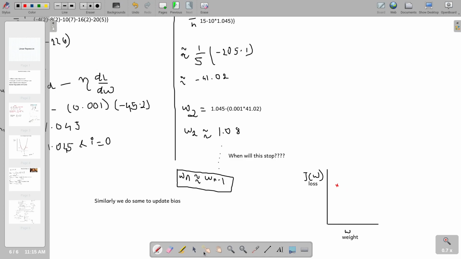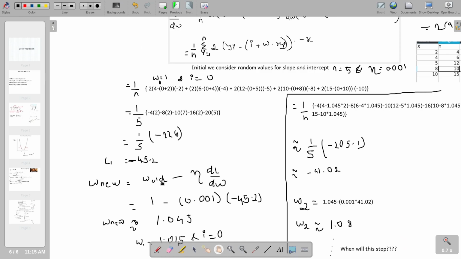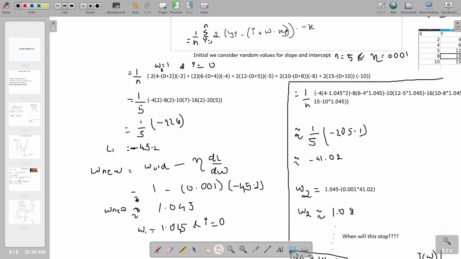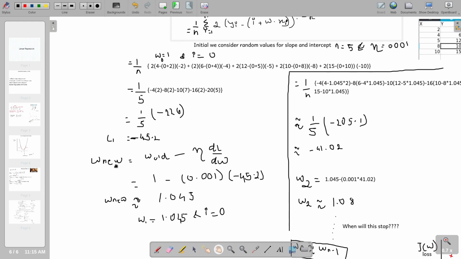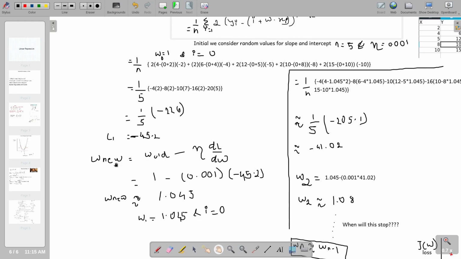Okay, now let's see what was our gradient descent formula. W new is equal to W old minus eta into derivative of loss with respect to slope. So what was the first slope that we initialized it as? We took it as 1. Remember here, as you can see, we took it as 1. Then the step size, or my learning rate, I have kept it as 0.001, and the loss that we got was minus 45.2.